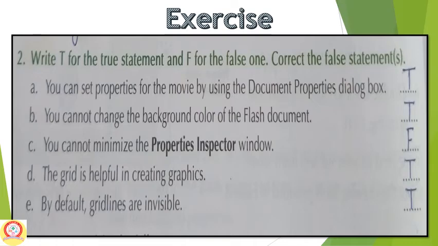Now let's move to the second one. Second question. Write T for the true statement and F for the false one. Correct the false statements. A. You can set properties for the movie by using the document properties dialog box. True. B. You cannot change the background color of the flash document. True. C. You cannot minimize the properties inspector window. False. D. The grid is helpful in creating graphics. True. E. By default grid lines are invisible. True.